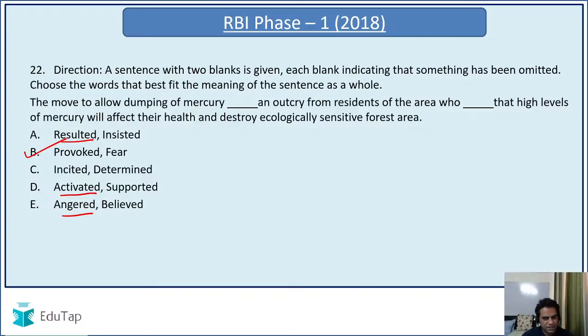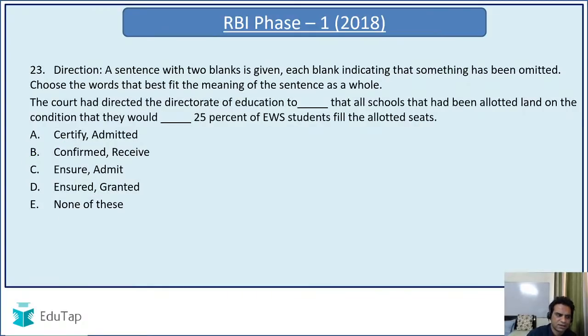Now, how can they determine that high levels of mercury will affect their health and destroy? Determining is finding out, and will affect is assumption. So it should be not C, it should be B. So provoked an outcry from the residents of the area who fear that high levels of mercury will affect their health. Absolutely, residents cannot determine, and will is assumption. So who fear that something will happen in the future. So that is the correct option here, guys. Got it? Next question, guys.